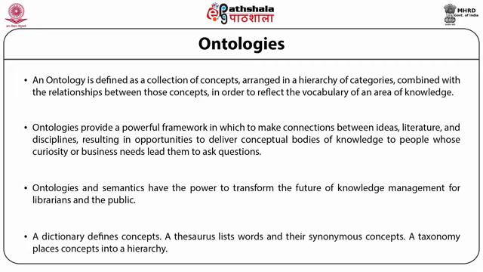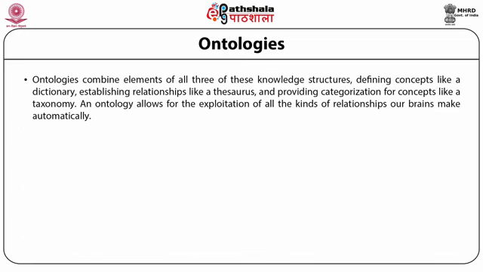A dictionary defines concepts. A thesaurus lists words and their synonyms, concepts. A taxonomy places concepts into a hierarchy. But ontologies combine the elements of all three knowledge structures, defining concepts like a dictionary, establishing relationships like a thesaurus, and providing categorization for concepts like a taxonomy. An ontology allows for the exploitation of all the kinds of relationships our brains make automatically. So the ontology is a very deep and multidimensional classification.